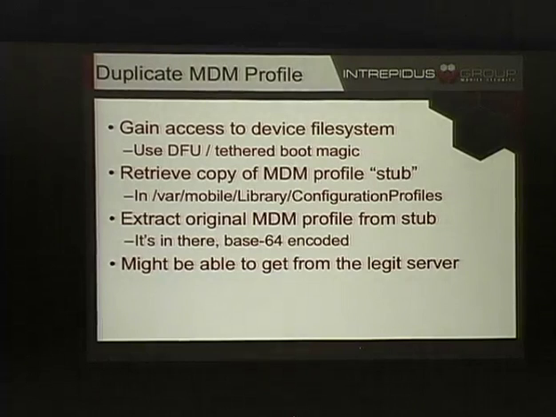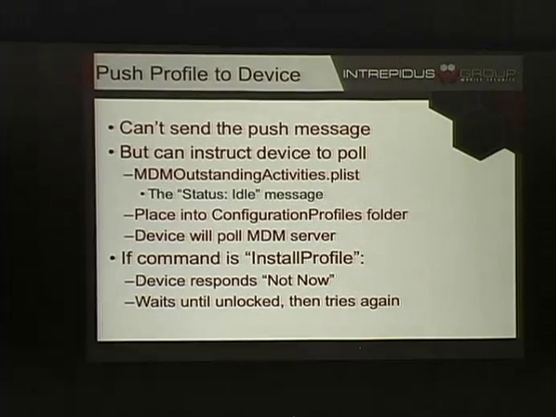You might also be able to get it from a legitimate server, and I'll describe that after I do a little demo here. Push out the profile. I've shown you this bit already, the MDM outstanding activities plist. It's just a status idle message that gets stored in the file system. As soon as the MDM daemon sees this, it says, oh, hey, I have something to do, reaches out. So it's a way to force the device to poll the MDM server.